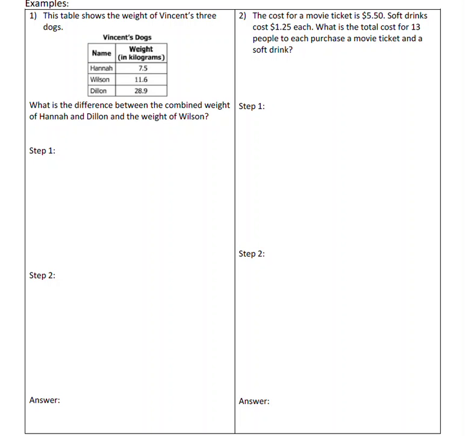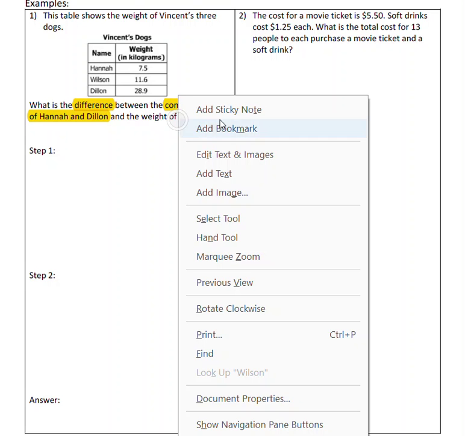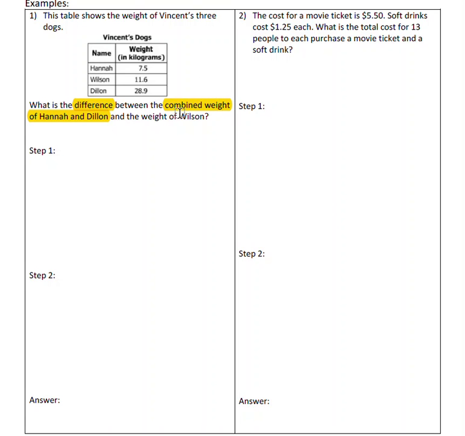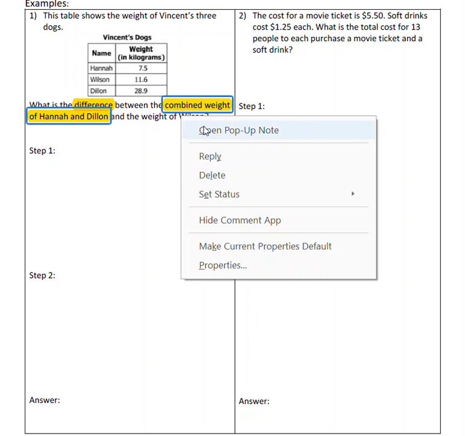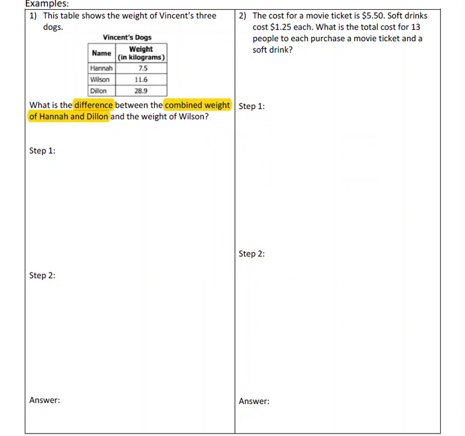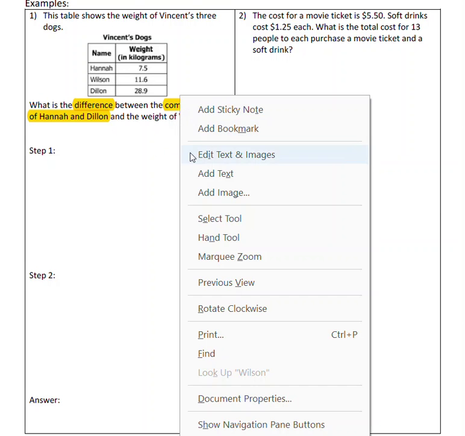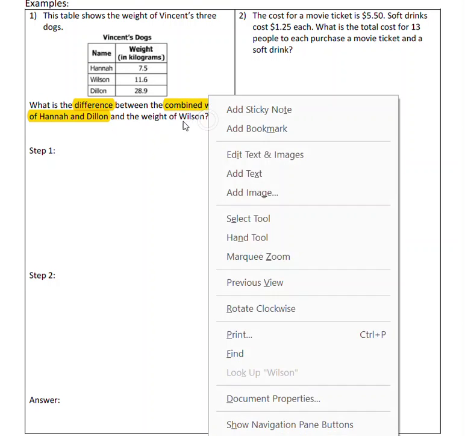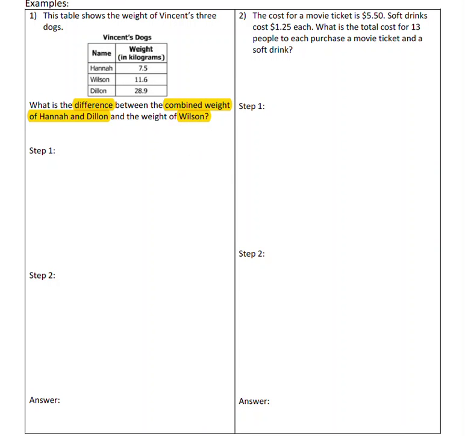So let's pull out some important information. So we know that this is for Vincent's 3 dogs. We want to know the difference between the combined weight of Hannah and Dylan versus Wilson. So we are taking that combined weight of Hannah and Dylan versus Wilson. It doesn't want me to highlight Wilson right now. There it goes. Okie doke.